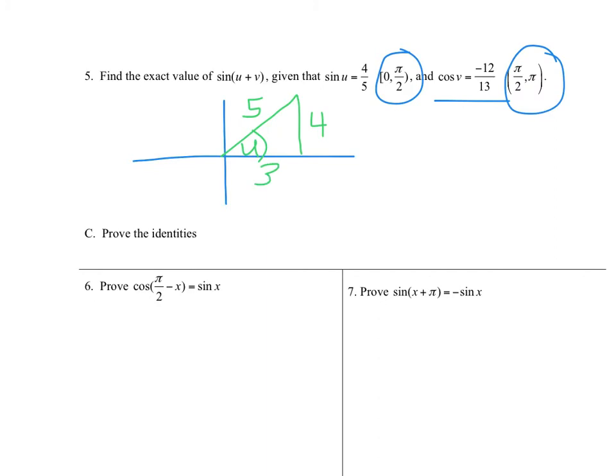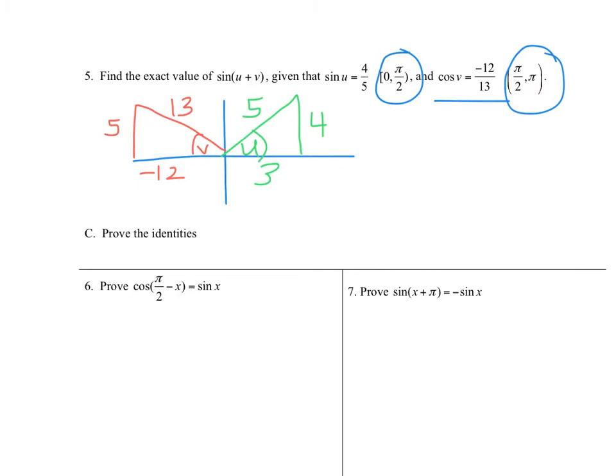Okay, now the other one, angle V, is over here in quadrant 2. Wow, I'm a little off today. Must have been a long weekend. All right, cosine V is negative 12 over 13. So the adjacent side is negative 12. The hypotenuse is 13. Does anyone know this one? 5. It's the old 5, 12, 13 triangle. Everyone knows 3, 4, 5. A lot of people forget the 5, 12, 13.